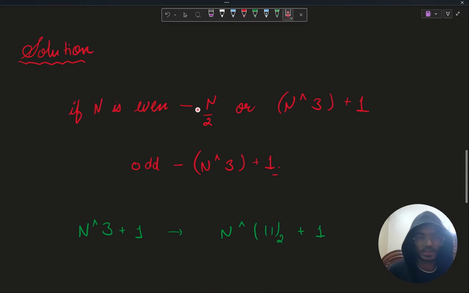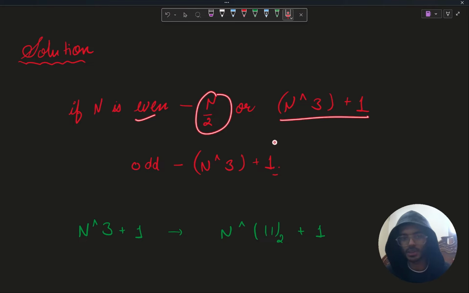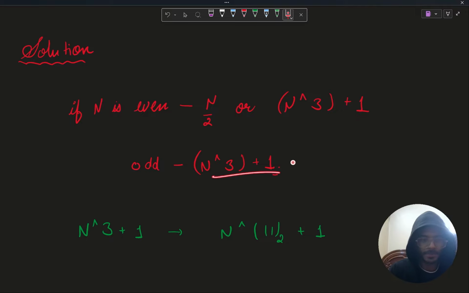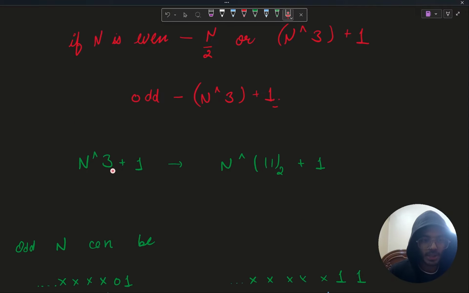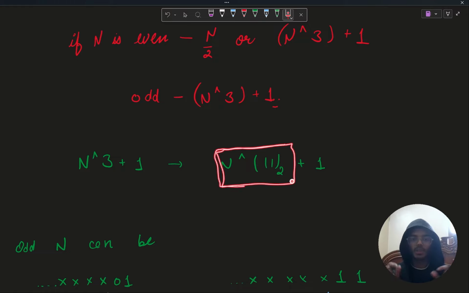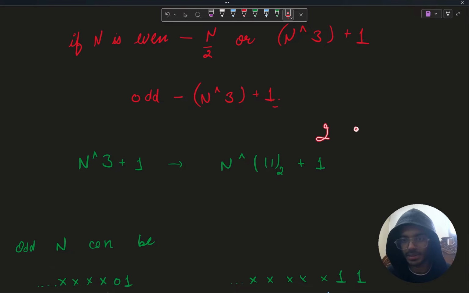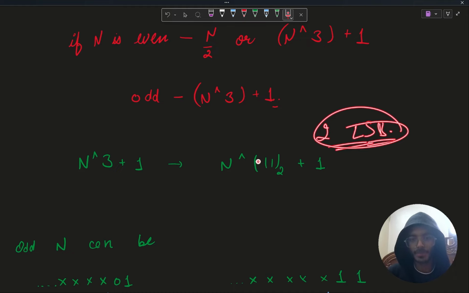So we are given these two operations: if n is even, we can either do n by 2 or (n XOR 3) plus 1. And if n is odd, we can only do (n XOR 3) plus 1. Now this operation, n XOR 3 plus 1, is equivalent to writing this 3 in binary form, right? And for this part, the only bits which will matter are the two least significant bits, the two LSBs.